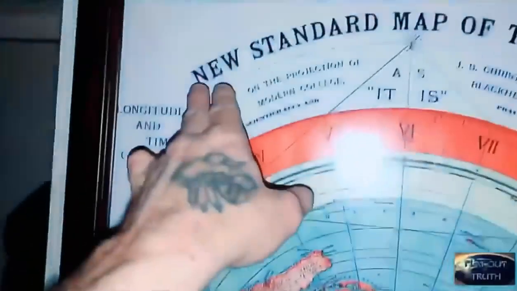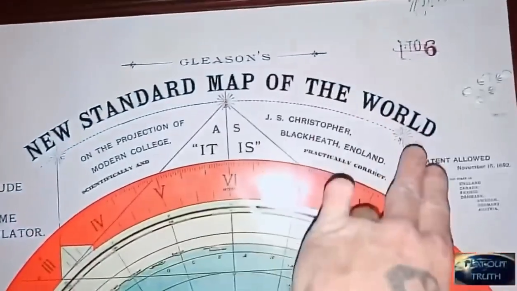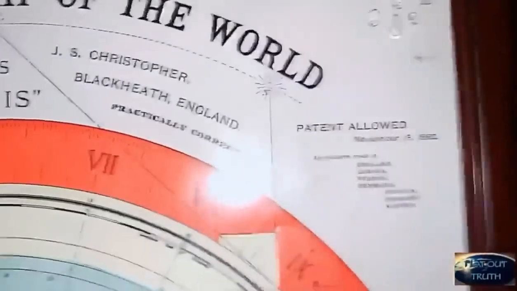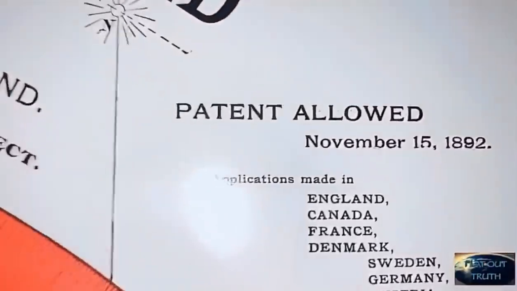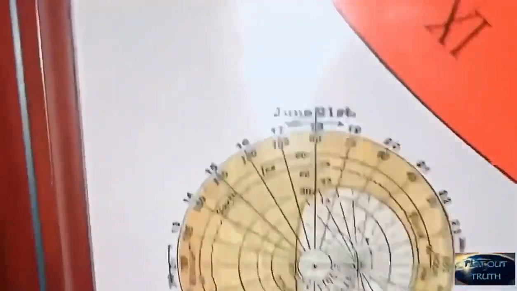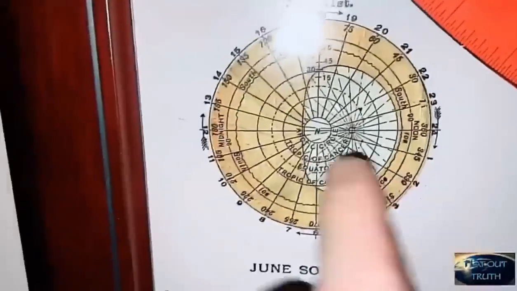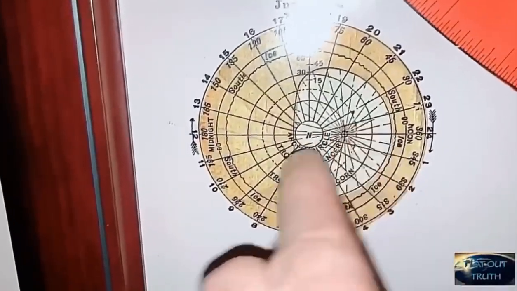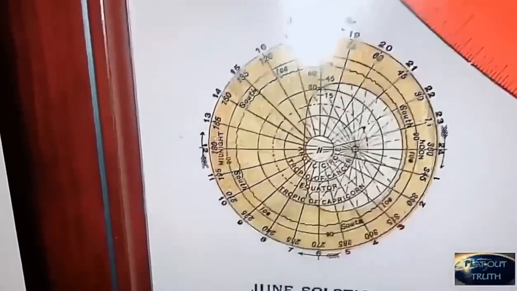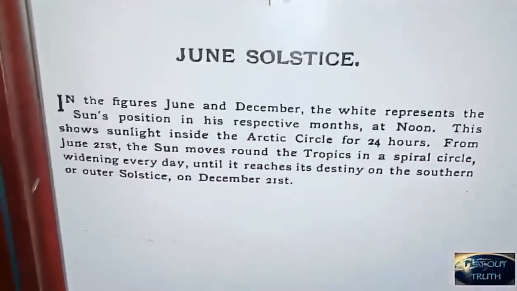Here we go. Now, as you can see, this is the Gleason's New Standard Map of the World, patent allowed November 15th, 1892. But here's what we want to look at: the summer solstice, the June solstice, June 21st. See this white dot in the middle with the N in it? That's the North Pole. The little black dot is the sun. It shows you its pattern, which is a small circle. And it even tells you down here in the June solstice.